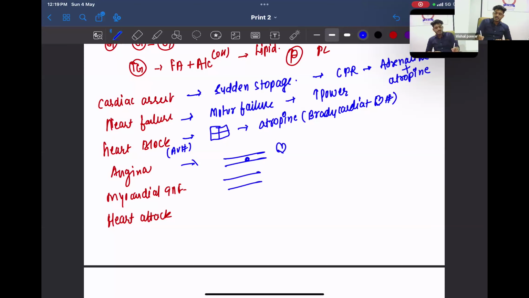Clear? No issues with this? Everything is okay, right? These are the simple things. Once I tell you, you will understand. But if you do not read this particular thing and go to the hospital, this is going to be the problem. For the treatment, you will understand, but the basics should be there with you. So this is about the sympathetic part, and we are done with the basics.